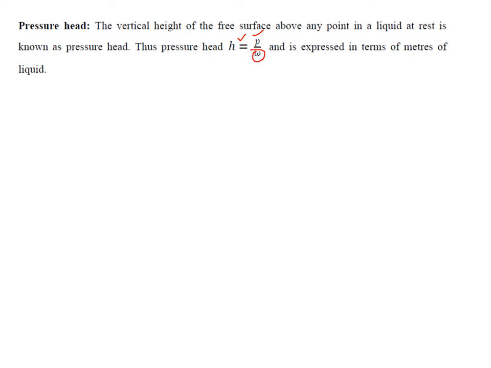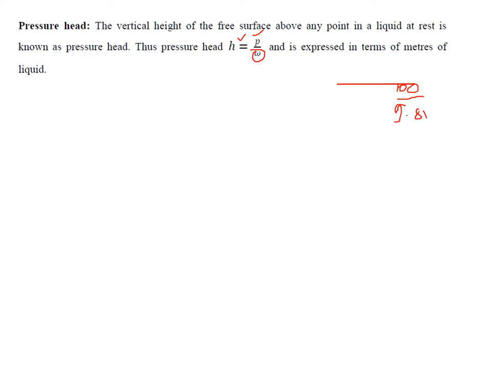Suppose we have 100 kilonewton per meter square as the pressure. The specific weight of water is 9.81, approximately 10, so 100 divided by 10 is 10 meters. Therefore the height of the water that stands for this particular pressure is 10 meters.